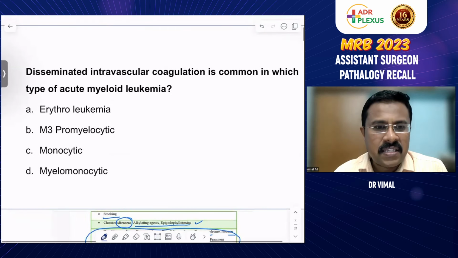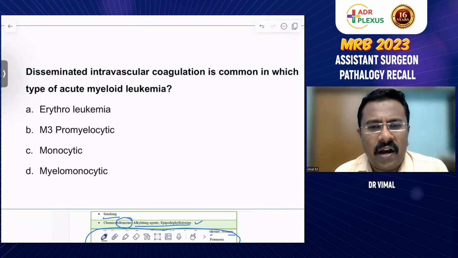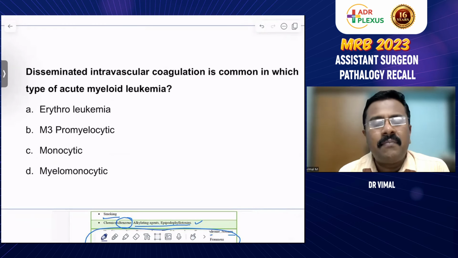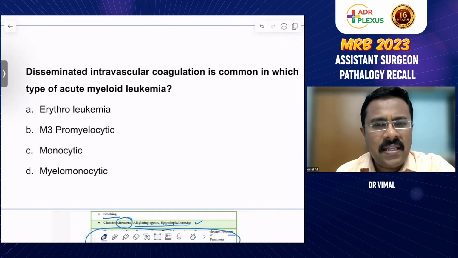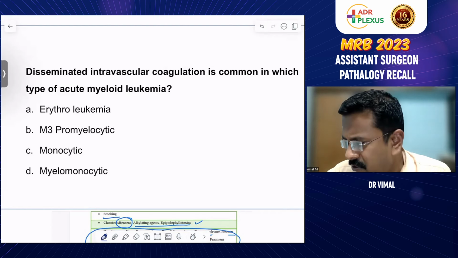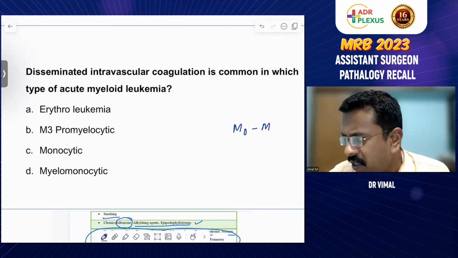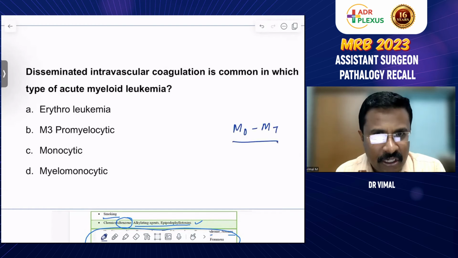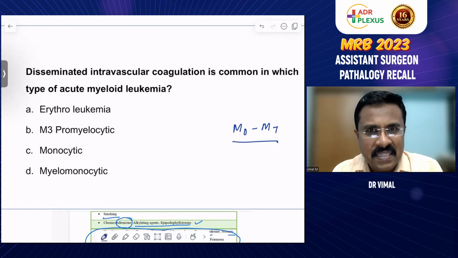So the first question asked was, disseminated intravascular coagulation is common in which type of acute myeloid leukemia? The options given are erythroleukemia, M3 promyelocytic, monocytic, and myelomonocytic. As you can see, in acute myeloid leukemia, the FAB classification, that is the French, American, British classification, classifies this acute leukemia AML into M0 to M7, based upon the level of maturation and which type of cells are predominant.